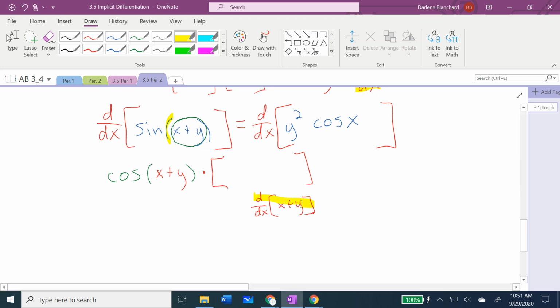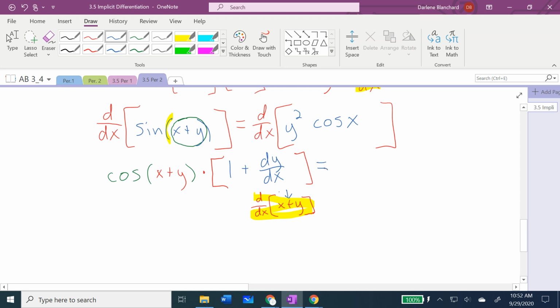Just to clarify, this is what I'm now doing. So the derivative of x plus y with respect to the x variable, I can separately differentiate over the addition. The derivative of x is 1, and then the derivative of y with respect to x is dy/dx.